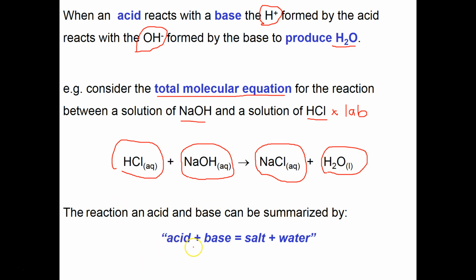And so people will often characterize the reaction between an acid and base as being summarized as follows. You have an acid plus a base makes a salt and water. And by salt, they just mean some kind of ionic compound. But in the reaction between hydrochloric acid and sodium hydroxide, it literally is salt, table salt, sodium chloride. So a salt just is another way of saying an ionic compound.